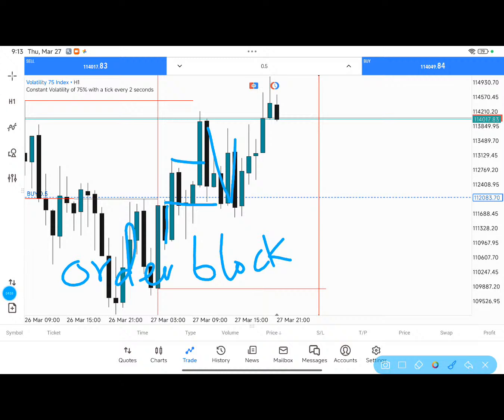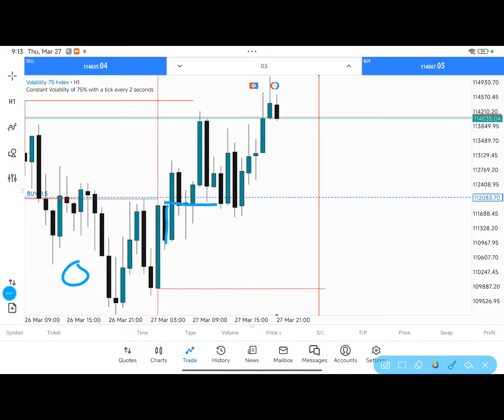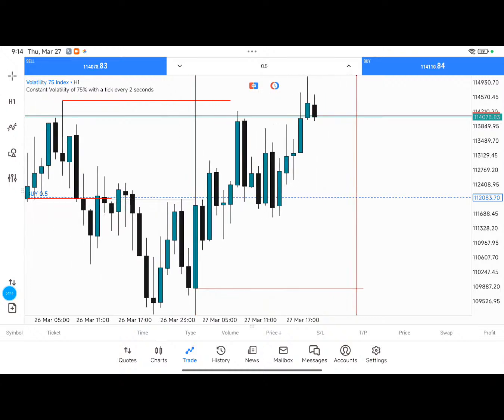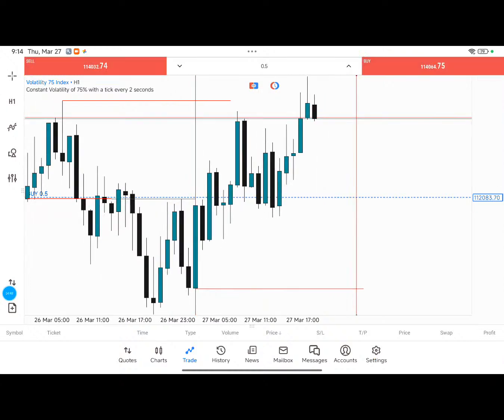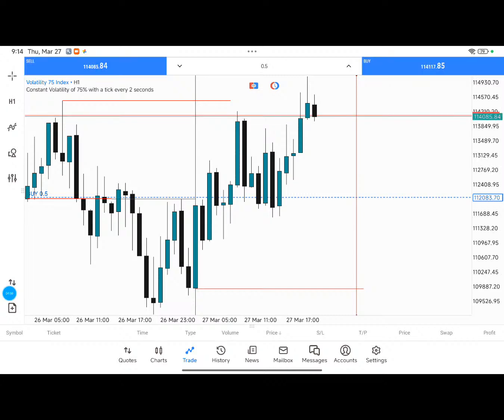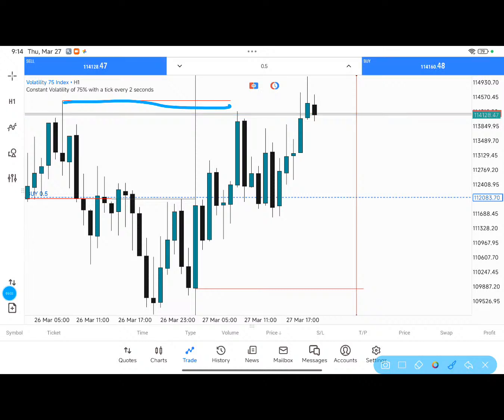I gave you the draw on liquidity already, and it's obvious price has traded to that high, and the draw on liquidity was just on this side. This was the high in here that I was expecting price to actually gravitate towards, and beautifully price has gravitated towards that high. That was the draw on liquidity for today. And price has beautifully done that.